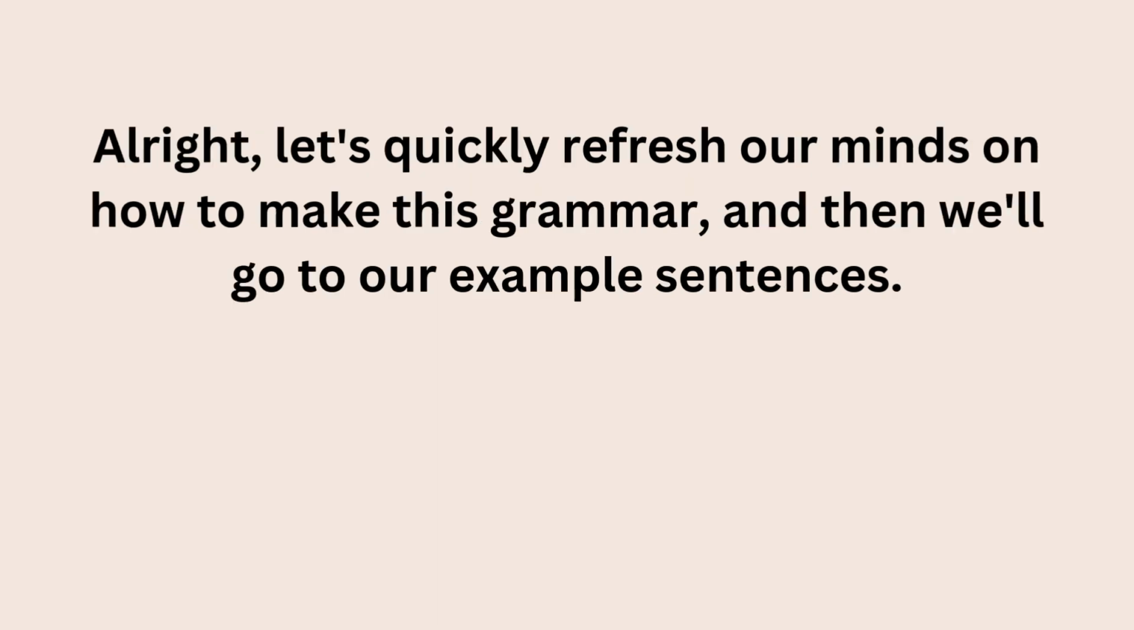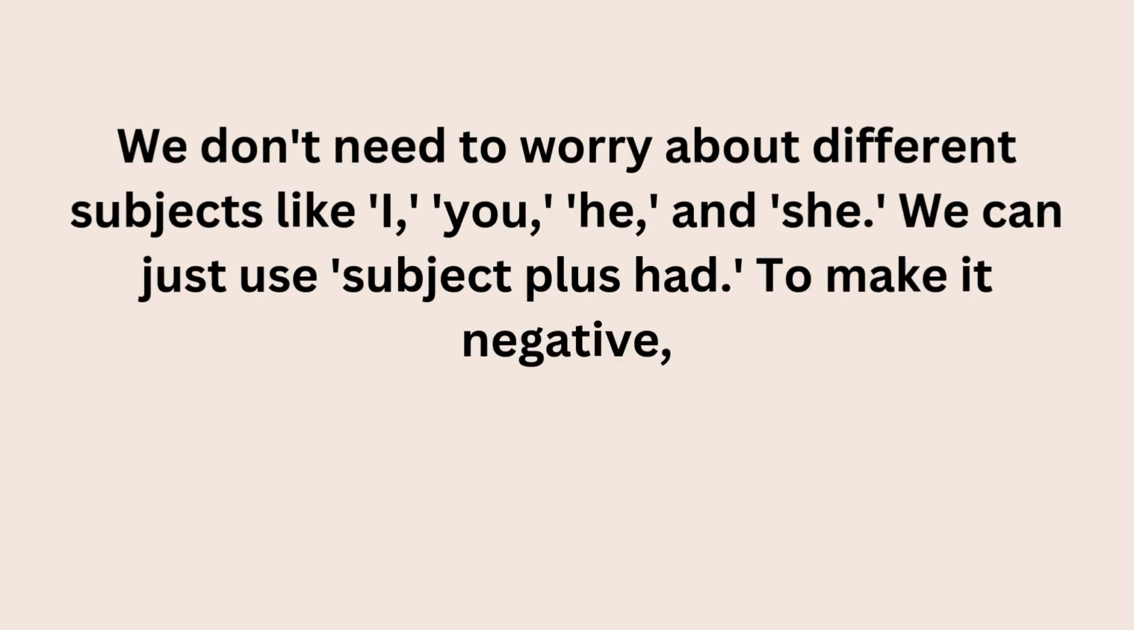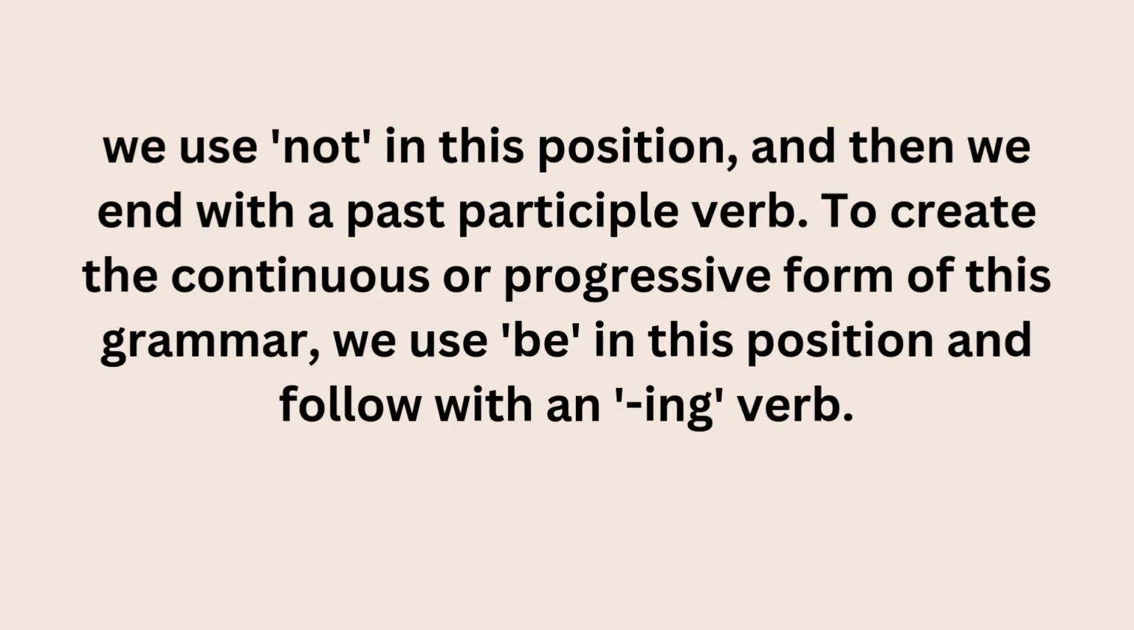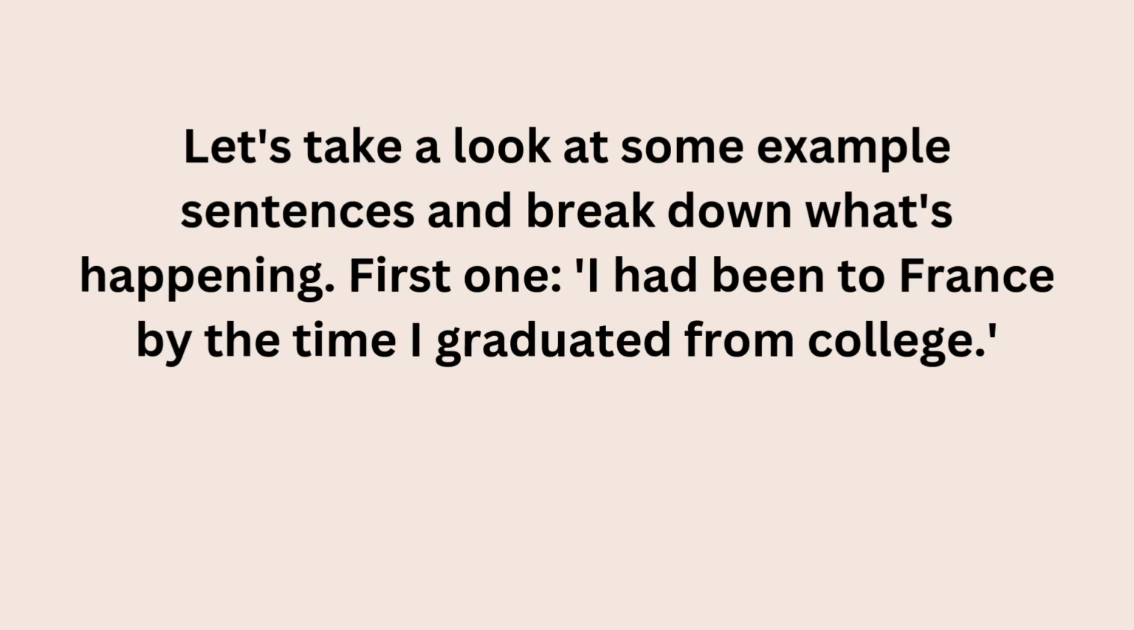All right, let's quickly refresh our minds on how to make this grammar, and then we'll go to our example sentences. We don't need to worry about different subjects like I, you, he, and she. We can just use subject plus had. To make it negative, we use not in this position, and then we end with a past participle verb. To create the continuous or progressive form of this grammar, we use be in this position and follow with an ing verb. Let's take a look at some example sentences and break down what's happening.